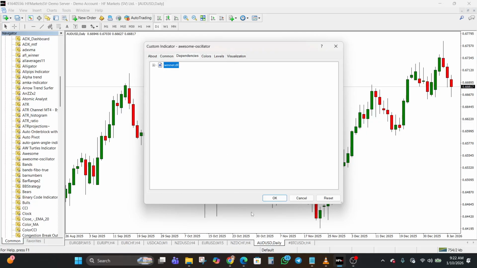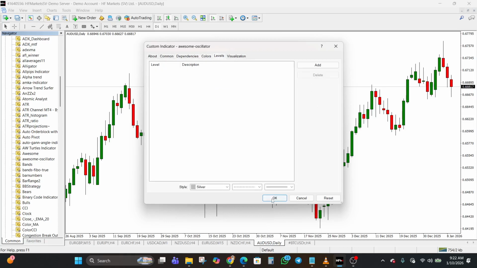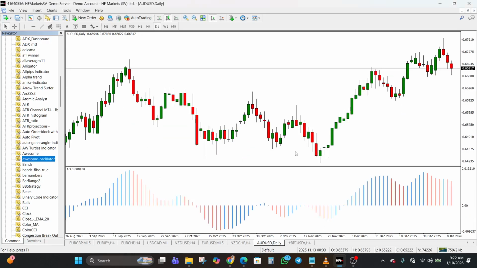As we can see in this particular scenario, we do not have any customizable settings apart from the colors and the levels, right? So we just proceed with the default. Now, the Awesome Oscillator is an indicator that helps you to understand market momentum. You'll be able to look at a prevailing momentum in the market.